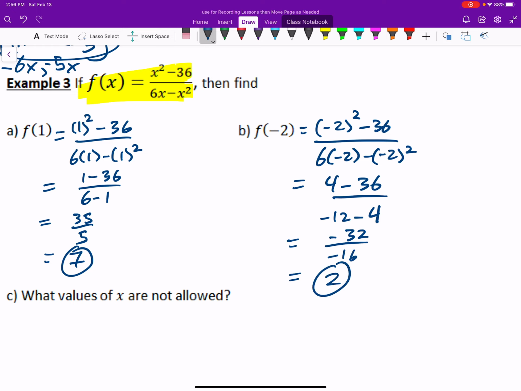So we can plug numbers into these rational functions, just like we can plug them into any function using function notation. What values of x are not allowed?